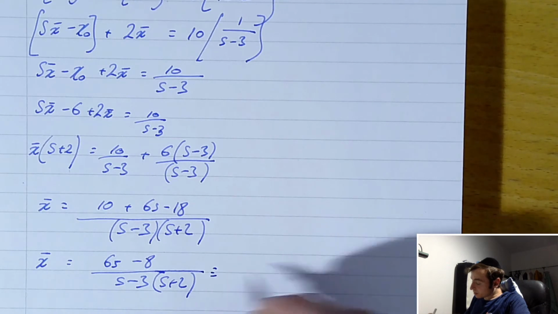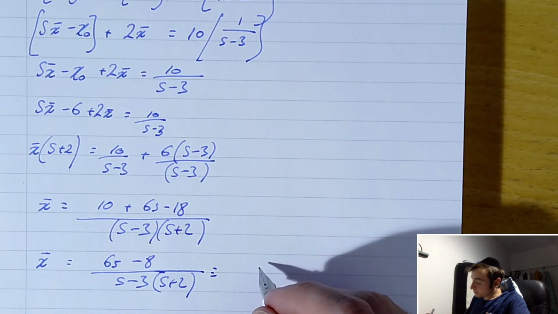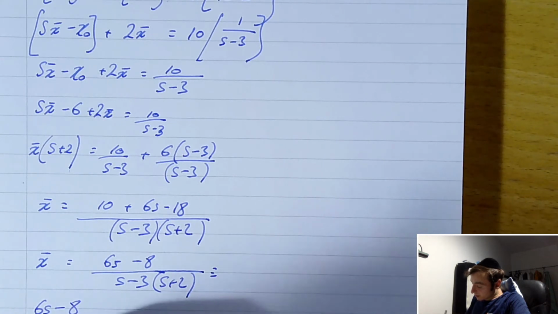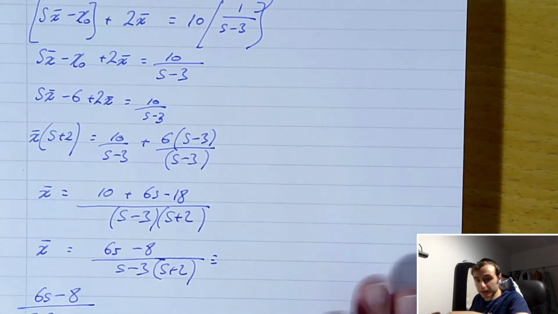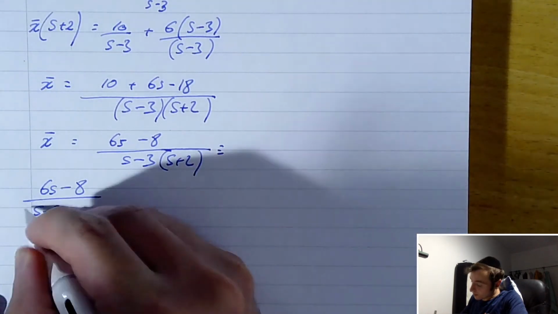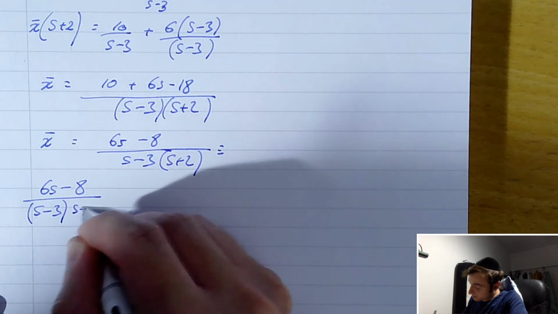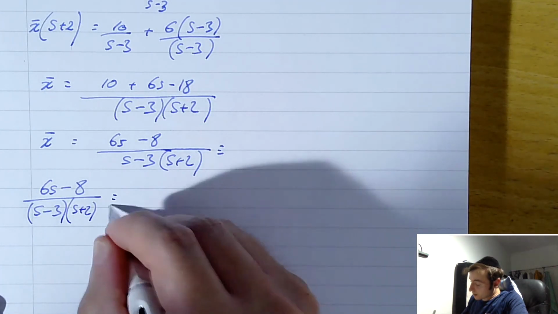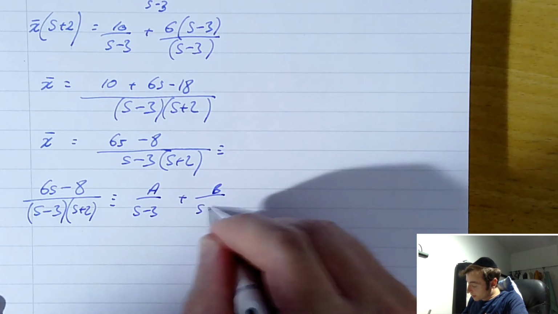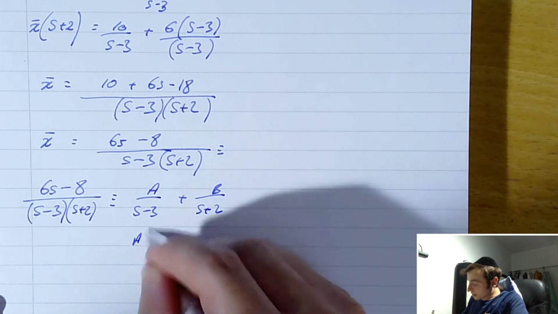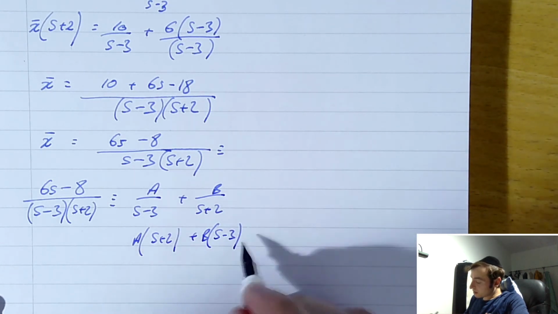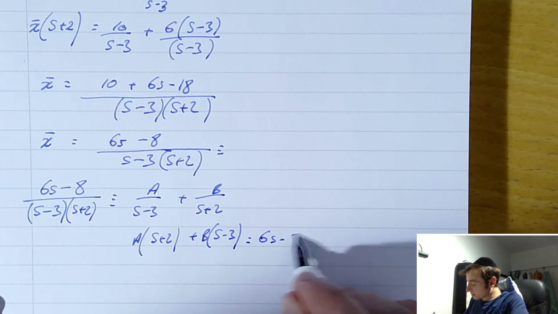And that's going to be a partial fraction, isn't it? So let's see. Well, that's going to be 6s minus 8 on s minus 3, s plus 2. That's going to be equal to a on s minus 3 plus b on s plus 2. So we're going to have a times s plus 2 plus b times s minus 3, and that's going to equal 6s minus 8.